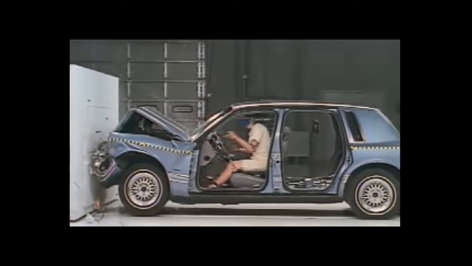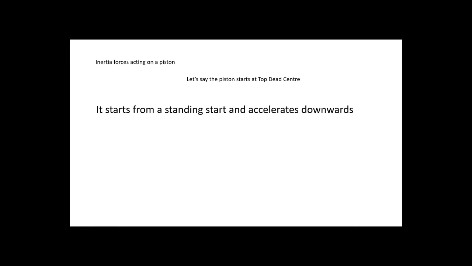So how does that relate to engines? Let's consider the forces acting on a piston as it accelerates up and down inside the cylinder. It starts at top dead center. It will start from a standing start and then accelerate quickly downwards. Then it slows and stops. What this means is that the piston is subjected to considerable inertia forces on its journey up and down inside the cylinder.